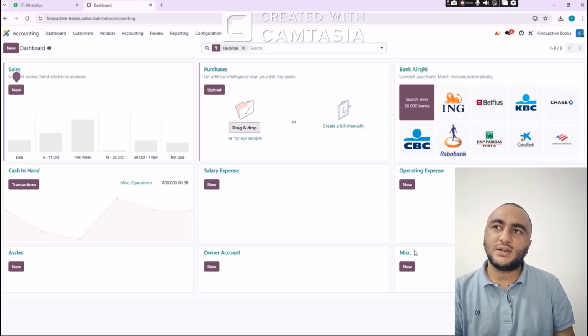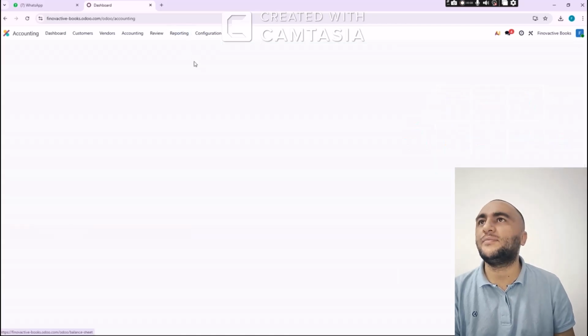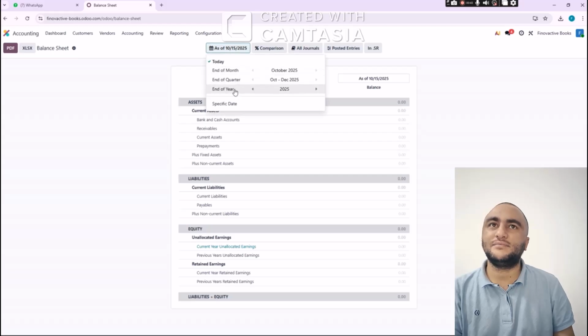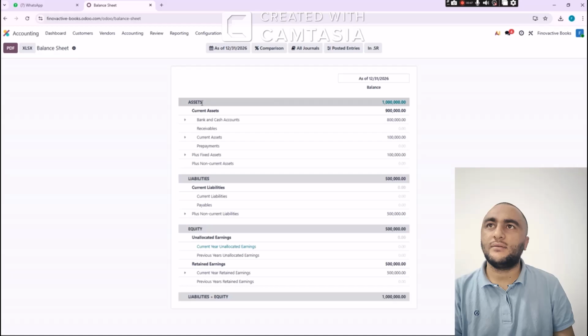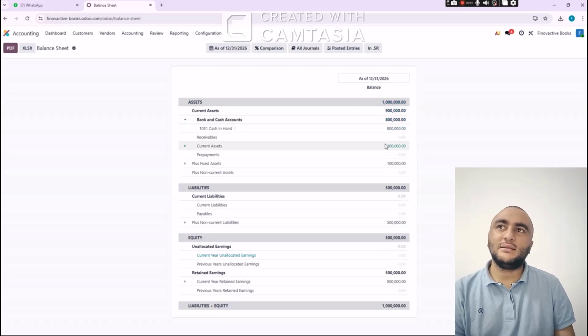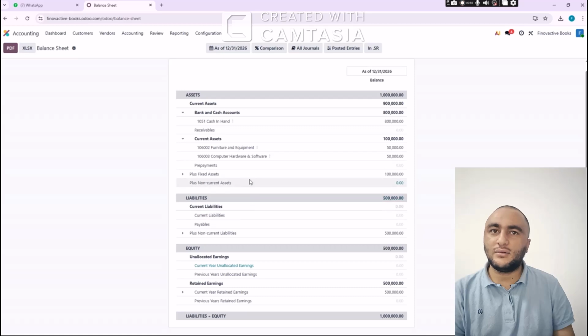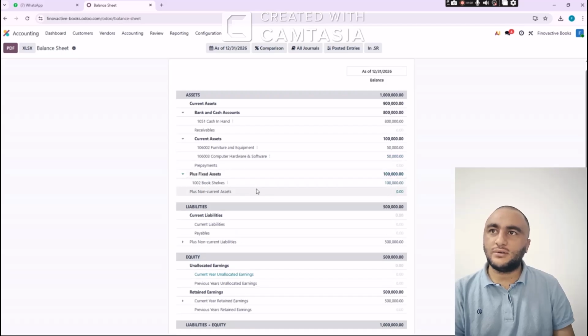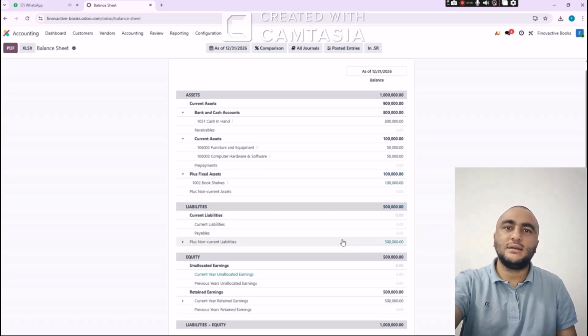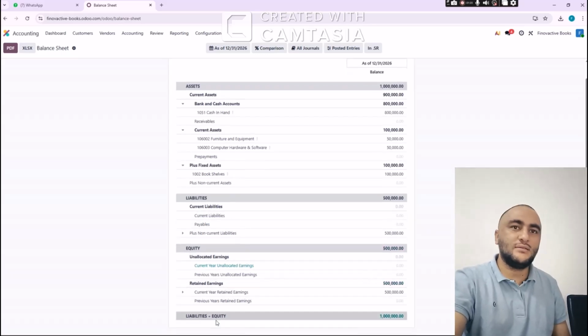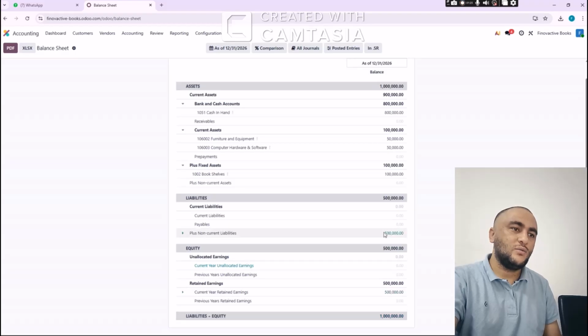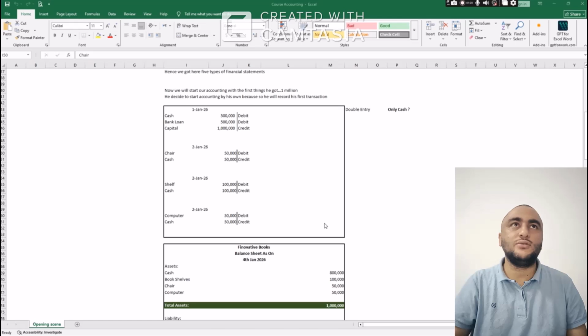Here you can see the cash became 800,000. Odoo is doing good. Our miscellaneous entry, our owner equity, our assets got recorded. So at this stage, if I want to see the balance sheet, you can see here assets 1 million, current assets cash 800, current furniture equipment, and maybe another thing went into the wrong place, I guess. So 100 this, 100 this, and bookshelves going to fixed assets. It's okay. So total 200,000, liabilities 500, and you can see equity plus liability again 1 million. So it's the same as the balance sheet we showed you in Excel.